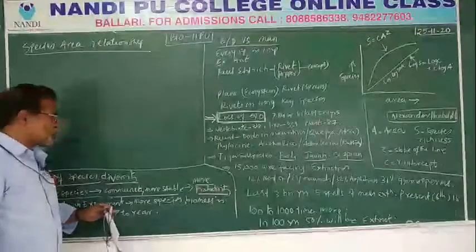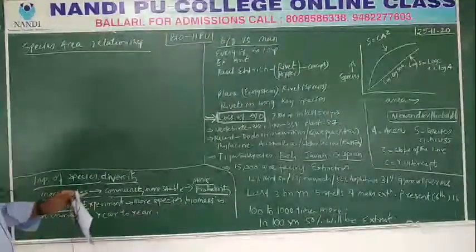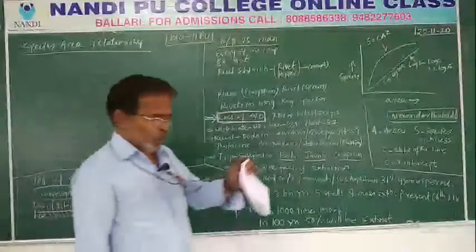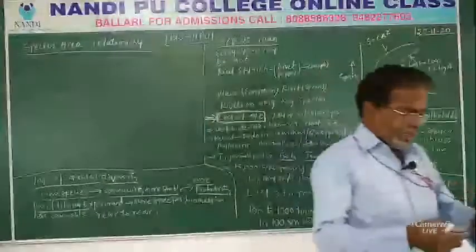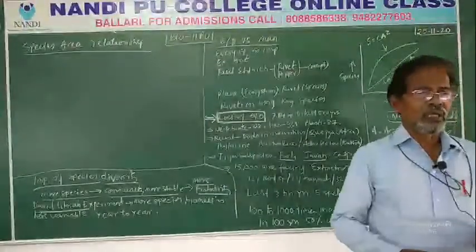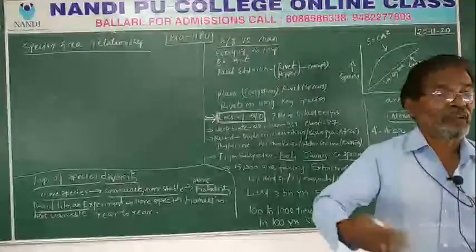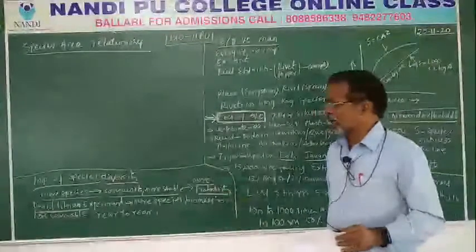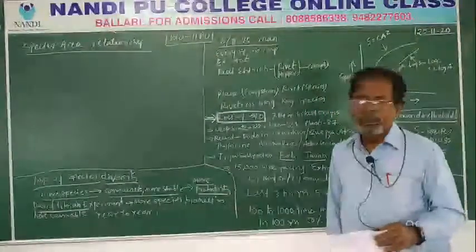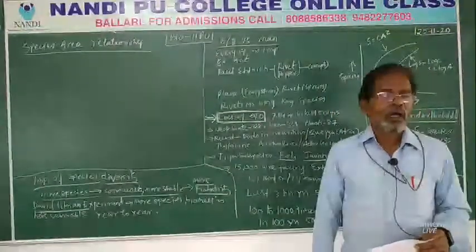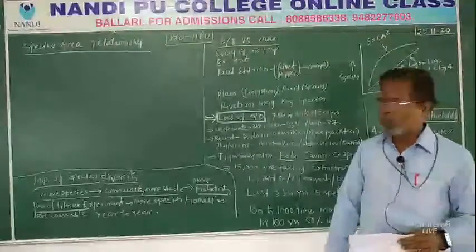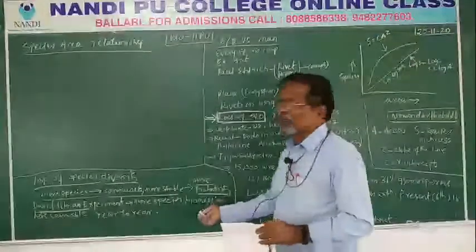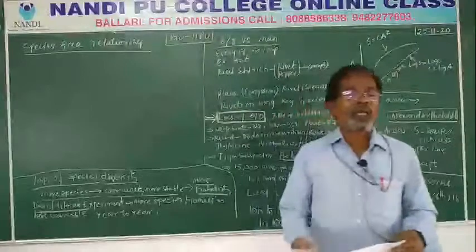Now in order to confirm this, another gentleman worked, David Tilman. In his experiments he took plots, and he saw that where there is less species diversity, the biomass was varying every year. Note it down. In small plots where species richness was less, he saw that the biomass or the productivity formed from there was variable.